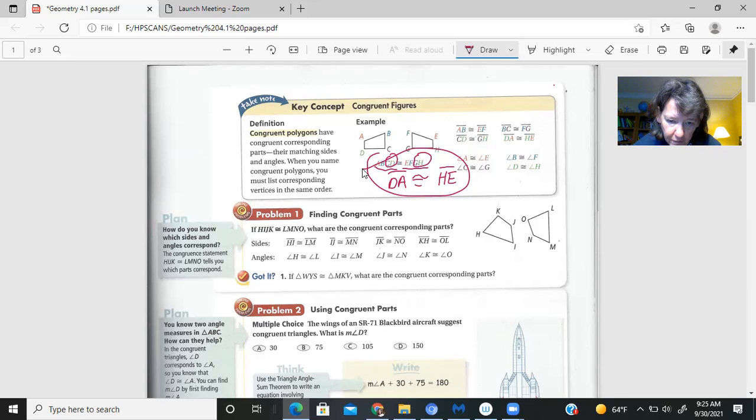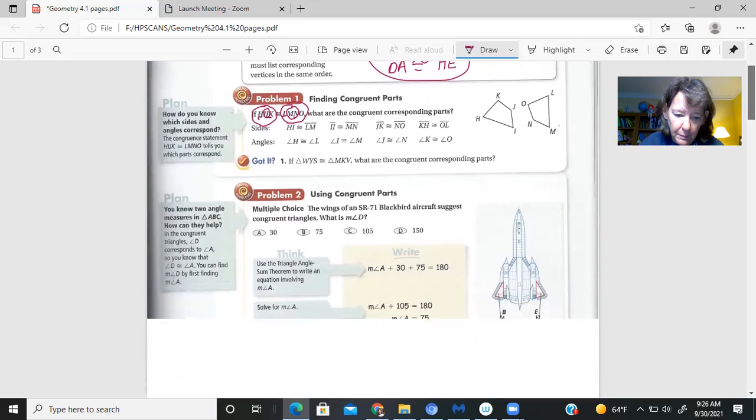So if you look at problem 1, finding congruent parts, they told us that HIJK is congruent to LMNO. And at that point, you can match up the angles easily. Angle H and angle L are congruent, J and N are congruent, K and O are congruent, and then the sides work as well. Since MN are the two middle letters and IJ are the two middle letters, line segment IJ is congruent to line segment MN. So you need to be able to find congruent parts if you're given a congruent statement for polygons. If you're given the congruent parts, come up with the congruent statement.